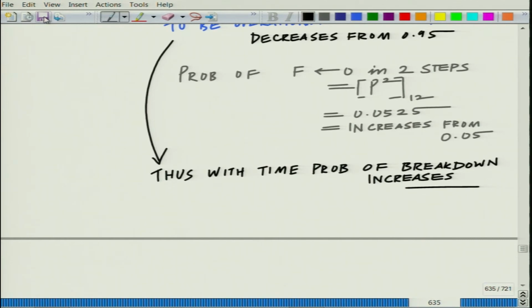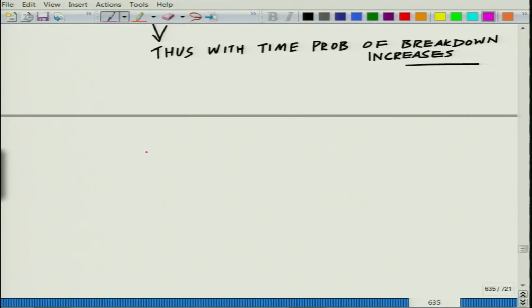Let us now go back and look at another example, that is our stock price example. Okay. So, let us go back, take a look at another example, that is our stock price.